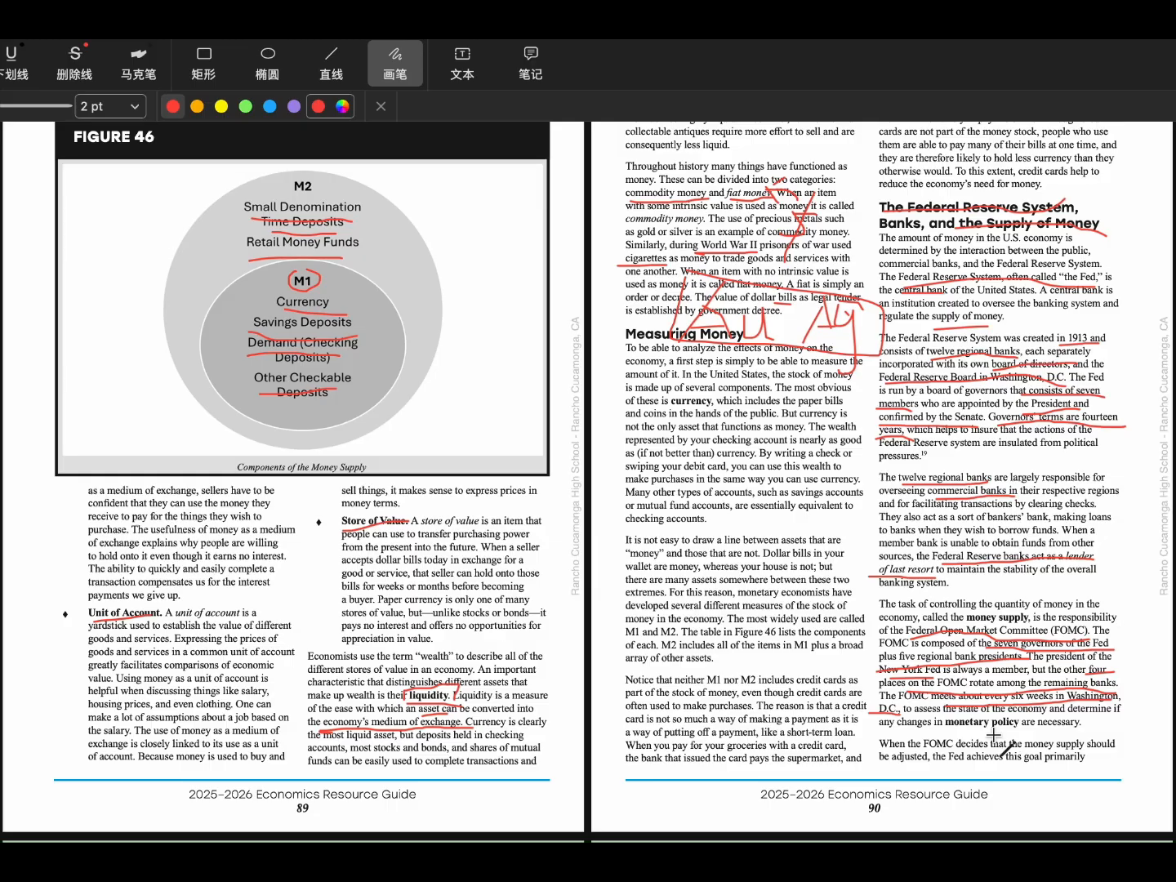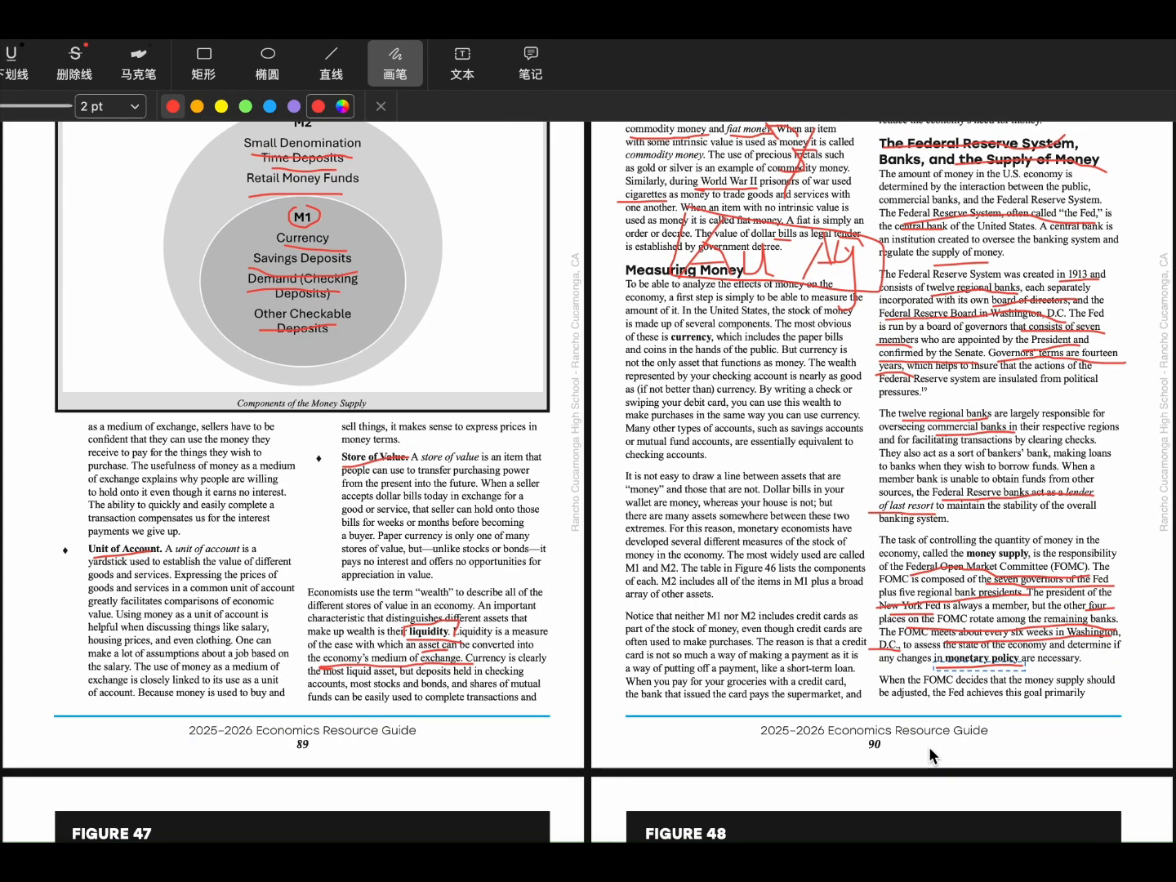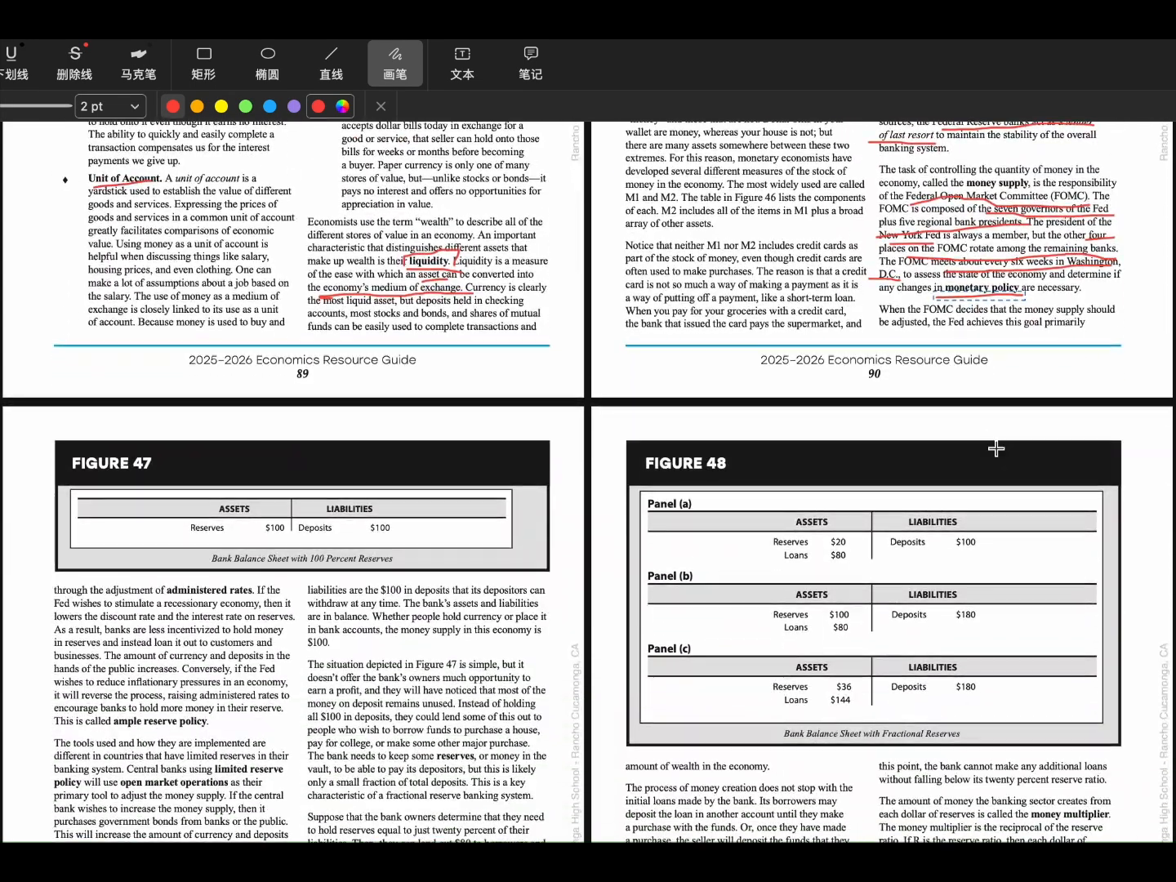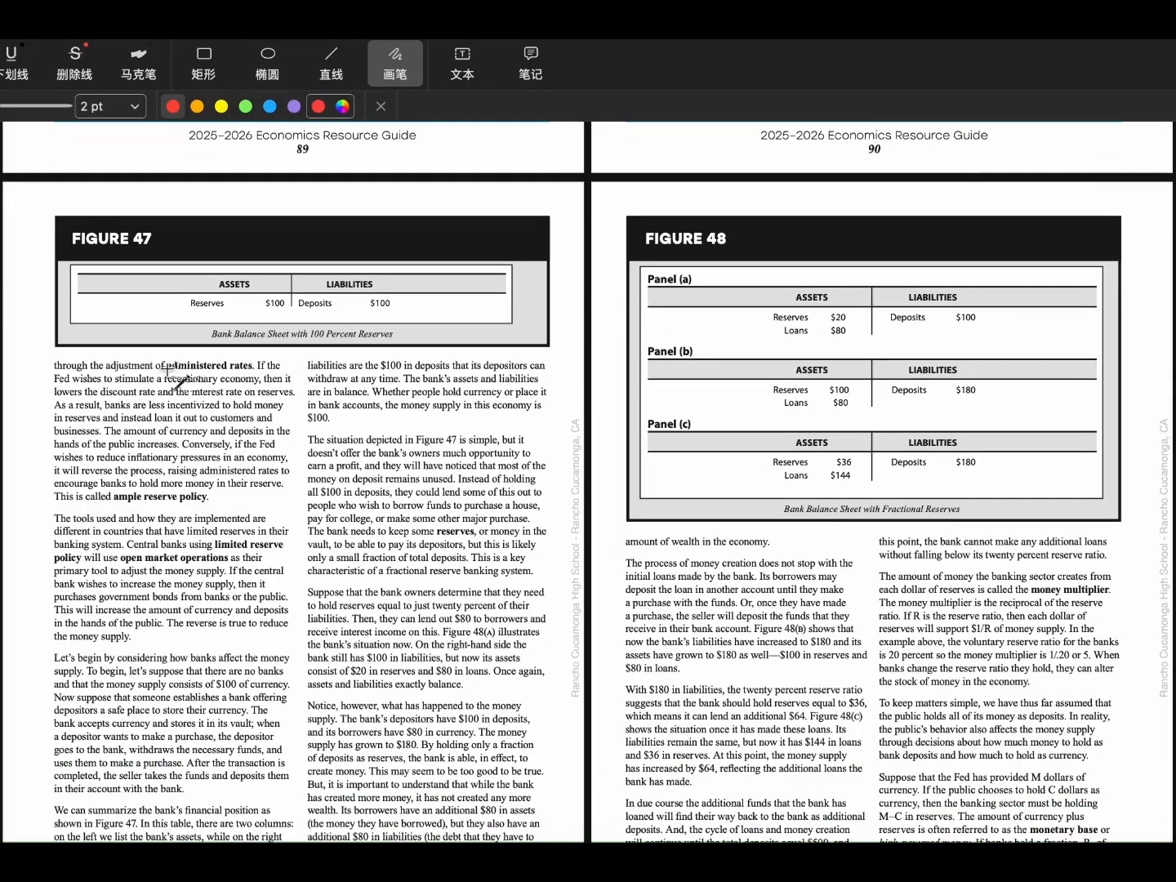to assess the state of the economy and determine if any change of monetary policy is necessary. In other words, if they need to change the administered interest rate, which in this case is just what they would like the interest rate to be in the economy, and set their own interest rate. And if those people decide that the money supply can be adjusted, their administered rate would be adjusted. Of course, they don't tell you what the administered rate actually is.